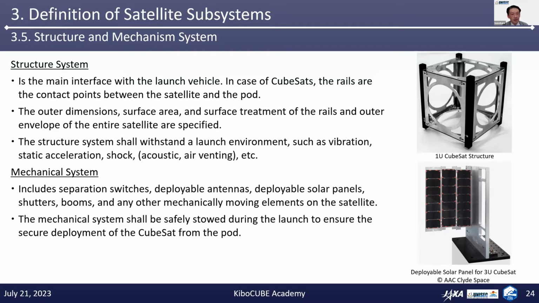So mechanical systems include separation switches, deployable antennas, deployable solar panels, shutters, booms, and any other mechanically moving structure elements on the satellite. Mechanical systems shall be safely stored during the launch to ensure the secure release of the CubeSat from the pod. This picture shows a solar panel deployment mechanism as an example.